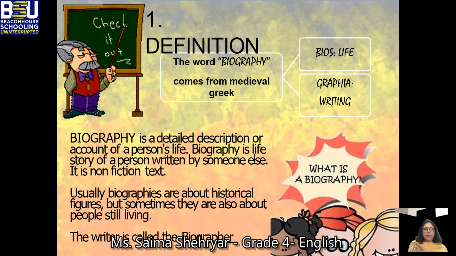Let's see now. The word biography comes from medieval Greek, all right? So biography is a detailed description or account of a person's life. Biography is the life story of a person written by someone else. It is a non-fiction text. Usually biographies are about historical figures, but sometimes they're also about people still living. The writer is called the biographer. For example, if you are writing it, then you will be the biographer of your own biography.